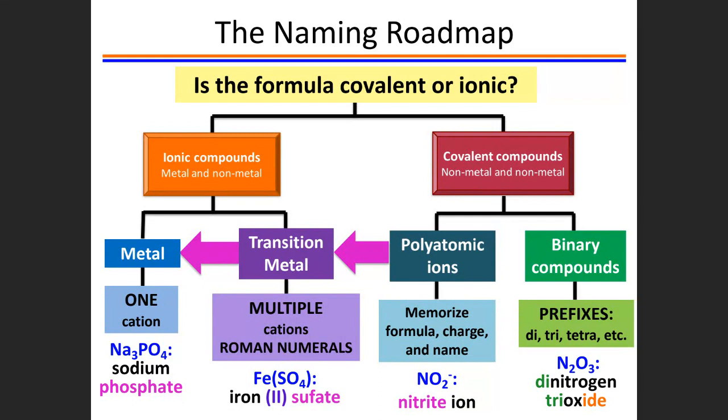And polyatomic ions, we have to memorize. For binary compounds, we need to know the prefixes. And for the metal, one cation and transition metal. So these are the 4 things you need to know. You need to be careful when you write the name or formula. So an ionic compound can be between metal and non-metal, and a covalent compound between non-metal and non-metal. In the case of covalent, there can be polyatomic ions. As I said, most are negative ions. So you have to memorize.